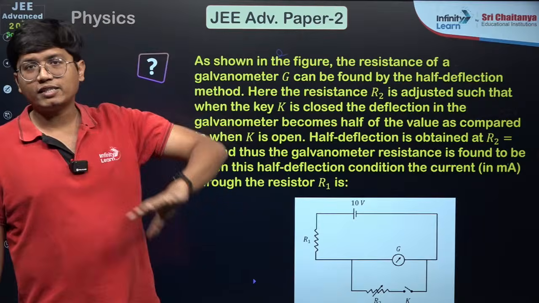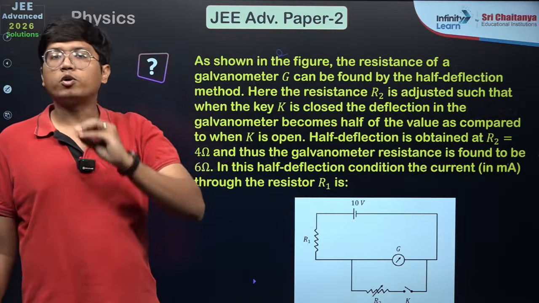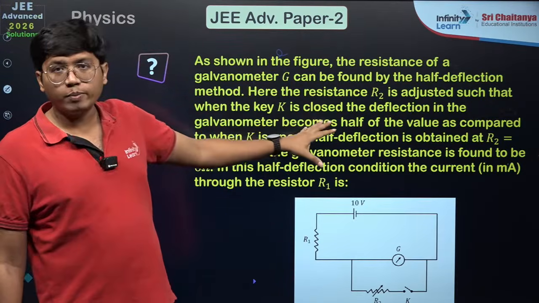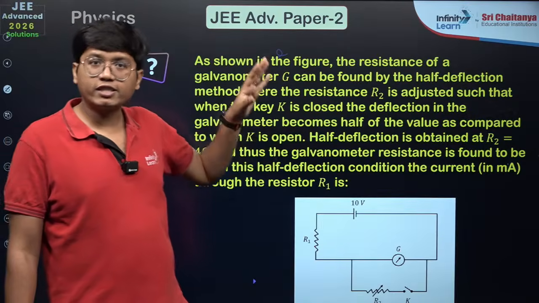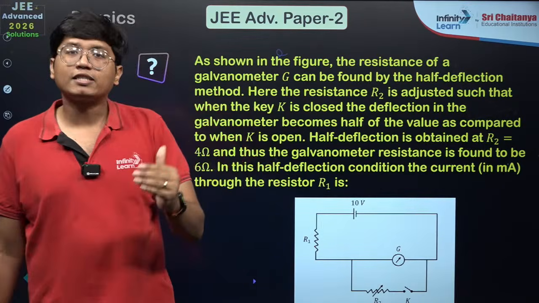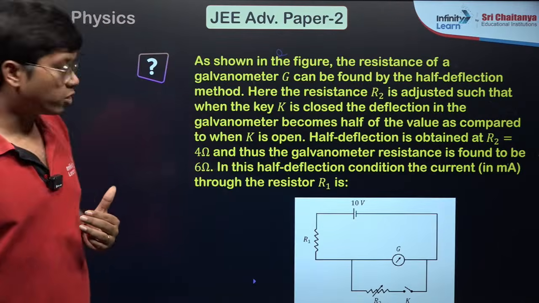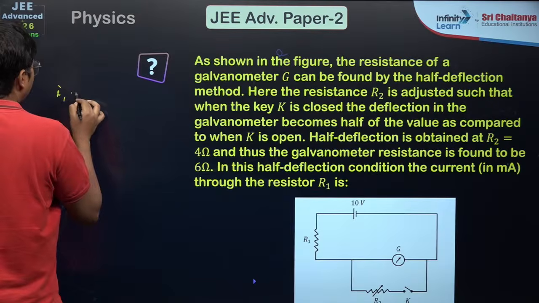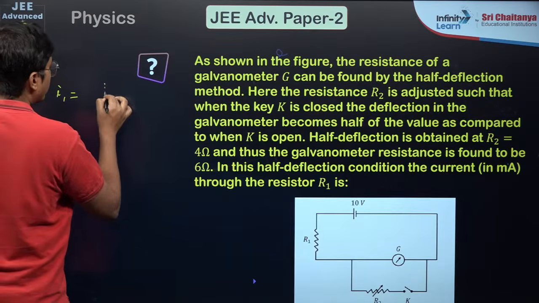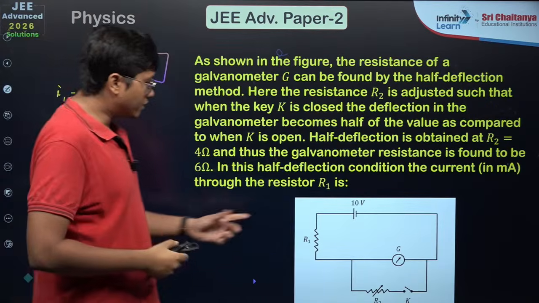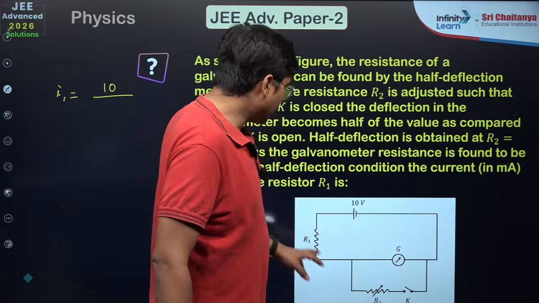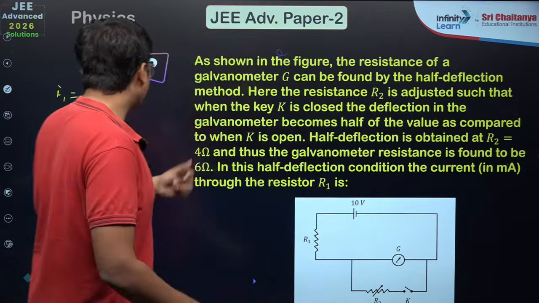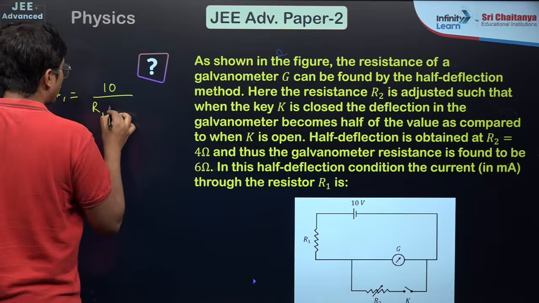It's actually very, very simple. You just have to be careful about one thing: when the galvanometer deflection is half, that means current passing through the galvanometer becomes half of what it originally was. So originally the current that passed through the galvanometer, I1, was basically 10 volts divided by R1, and this galvanometer were basically in series. So R1 plus galvanometer resistance is 6.